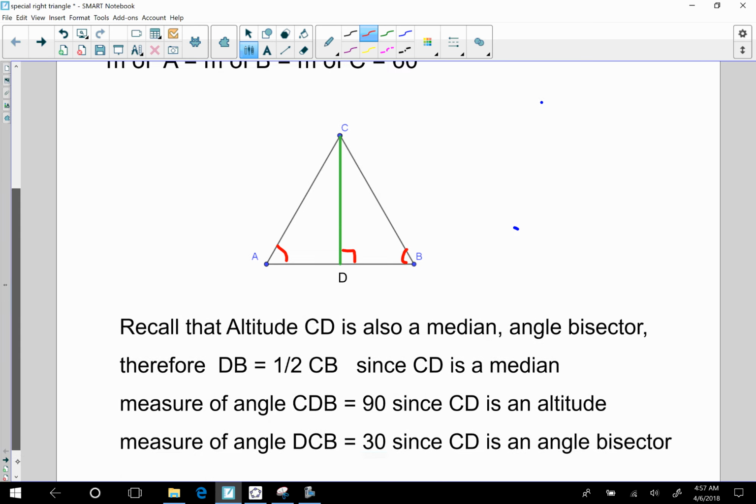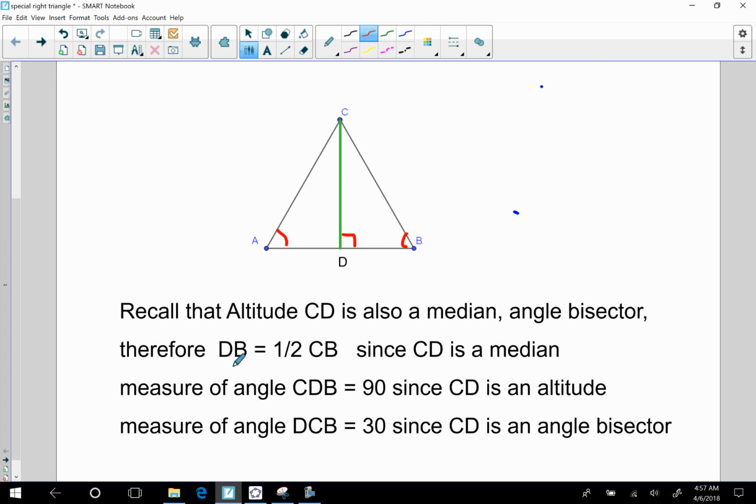Since it is a median, DB is 1/2 of CB. This is CB, DB is 1/2. And we also know these two little segments are congruent because D is the midpoint. And we know AB is equal to CB, property of equilaterals, and D is the midpoint, so DB is equal to 1/2 CB. That's going to be an important property that we're going to use a lot about these triangles.